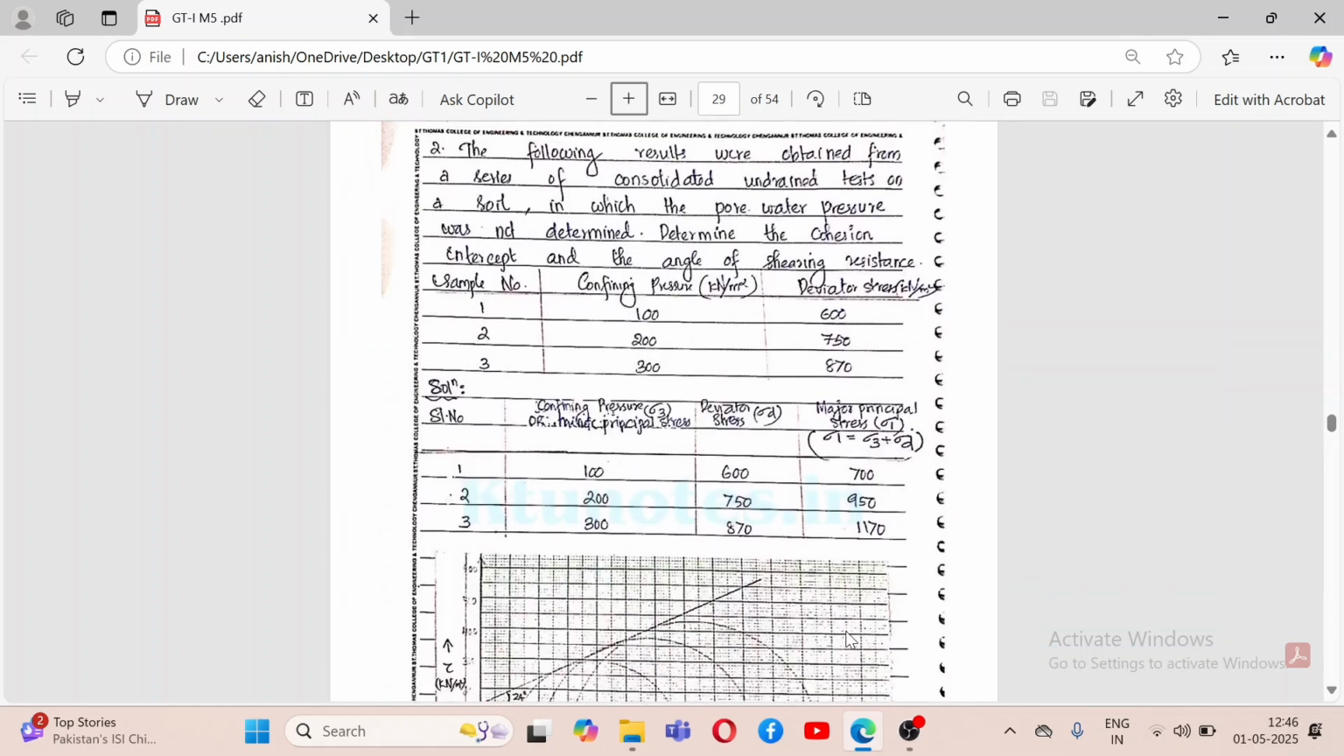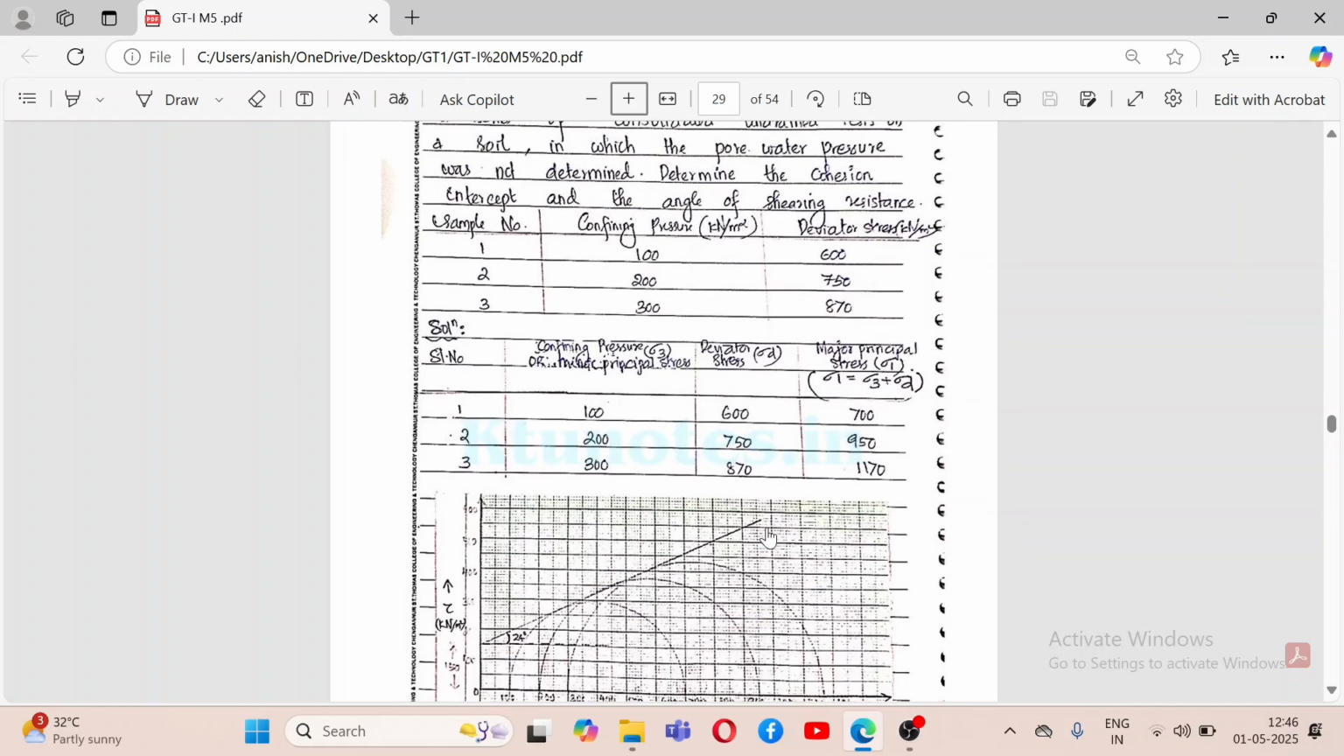Next one. The following results were obtained from a series of consolidated undrained tests on a soil in which the pore water pressure was not determined. Determine the cohesion intercept and the angle of shearing resistance. Sample, confining pressure and deviator stress are given for 3 samples. Confining pressure is sigma 3, and deviator stress is sigma d. So what is the major principal stress? Sigma 1. Sigma 1 is equal to sigma 3 plus sigma d. So what do you do? 600 plus 100, 700, respectively for all the samples.